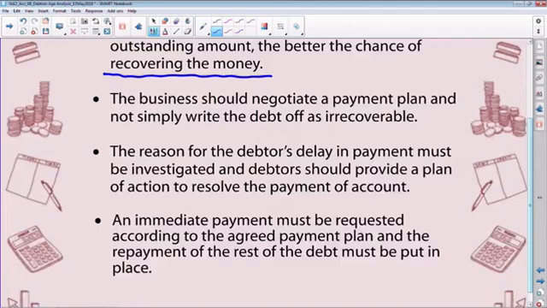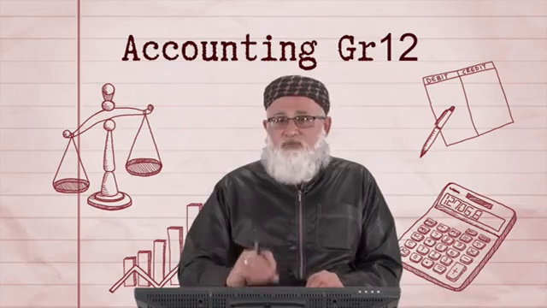So clearly what we are saying here is that once you have a debtors age analysis drawn up, all of these measures can be put into place. So obviously, what you have seen from what we have discussed so far is that the purpose of a debtors age analysis is to ensure control over our debtors.